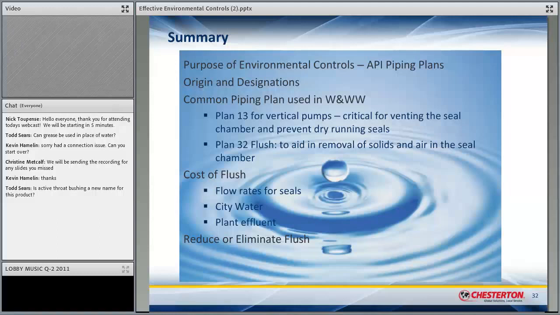We have another question. Is active throat pushing a new name for this product? There is a trade name for the product. It's called Spiral Track. That's Chesterton's active throat pushing. But the generic name for the technology itself is called active throat pushing technology. Hope that answers your question, Todd. Are there any other questions?